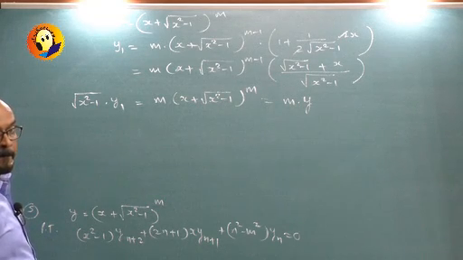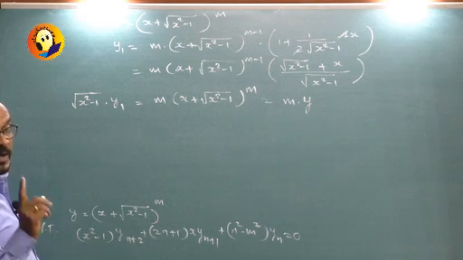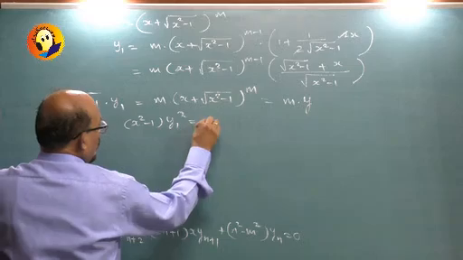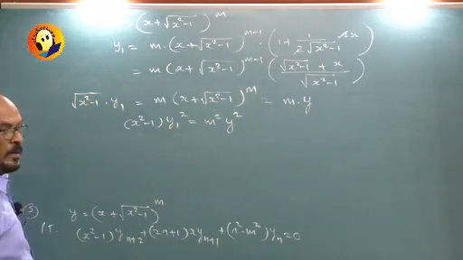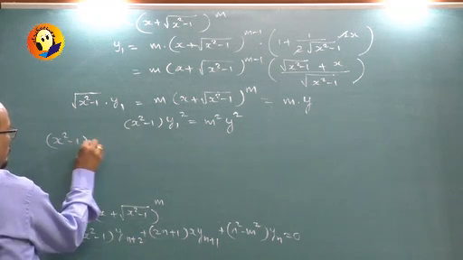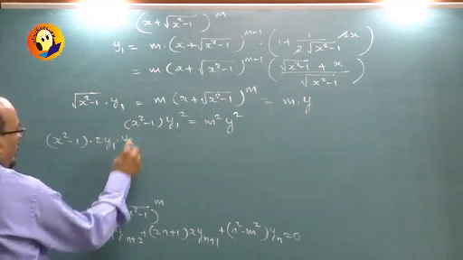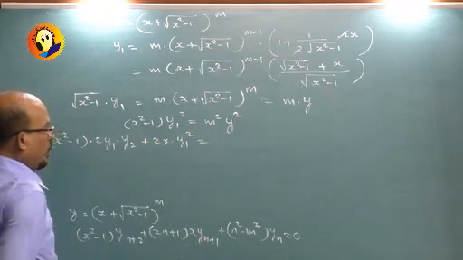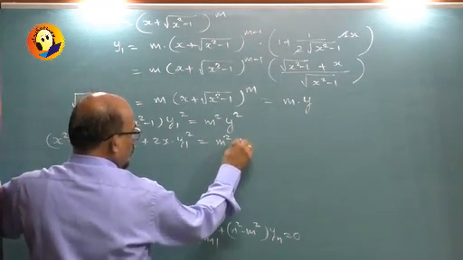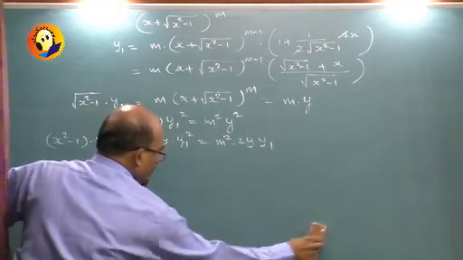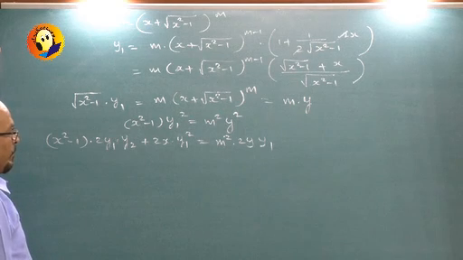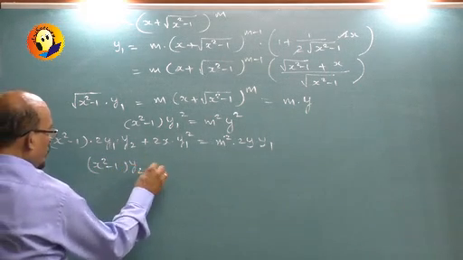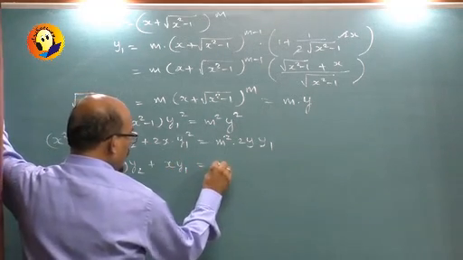What is the next step? No, we have already said that we don't require root. Right, so squaring both sides. So you will get x square minus 1 y1 square equal to m square y square. Differentiate again. X square minus 1 into 2y1 into y2 plus y1 square into 2x, so 2x into y1 square, equal to m square 2y y1. Yep. Now what? Cancel 2y1. So you will get x square minus 1 y2 plus x y1 equal to m square y.